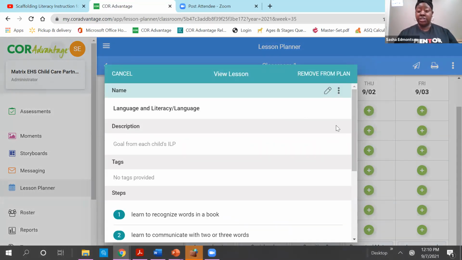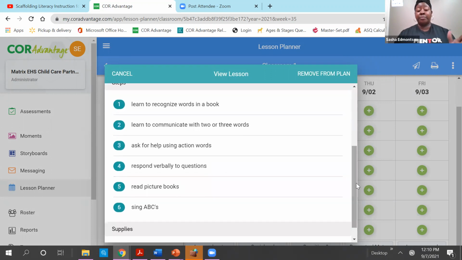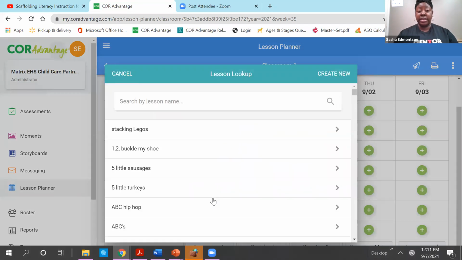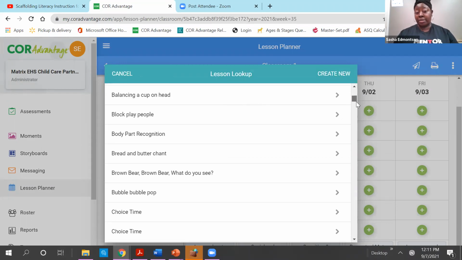So again, each day is a different goal from that plan, and you just go in and please make sure that the number on the IOP sheet corresponds to the numbers that you're inputting for the steps for the children in their lesson plan. So for example, if I wanted to go in and add in a group time with music for the second one, I can simply search lessons, and then I have a whole list of activities that have already been put in.